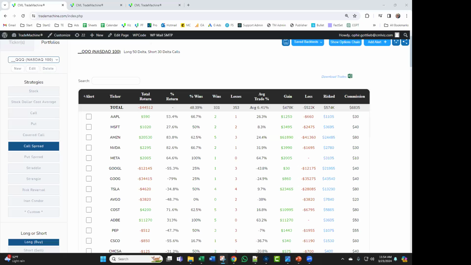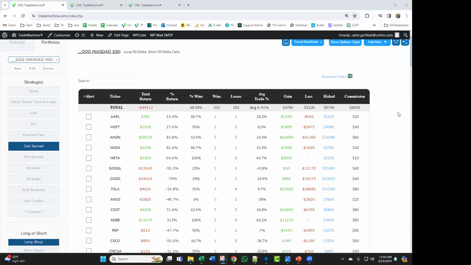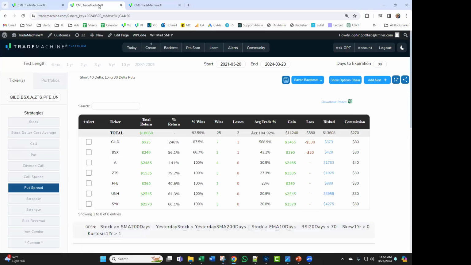Okay, so here it is. We went from a 42% win rate to a 48% win rate. Average return went from 5.4 to 6.4. I don't even know if these numbers are statistically significantly different. I'll bet you these are. The first thing is every strategy we've looked at has been a spread. Okay, good. But there's something else they did. They all used our AI.